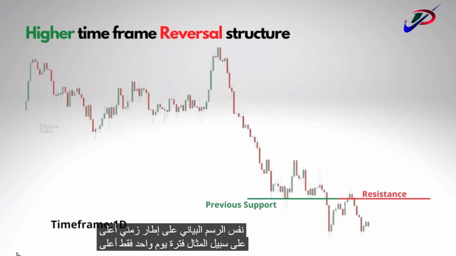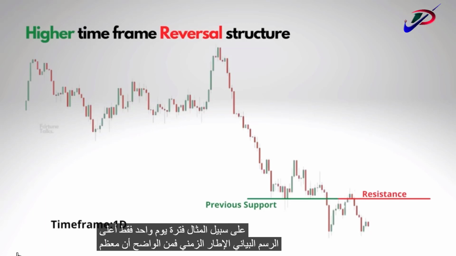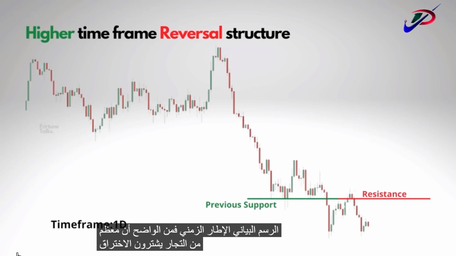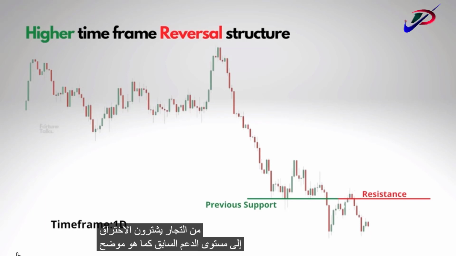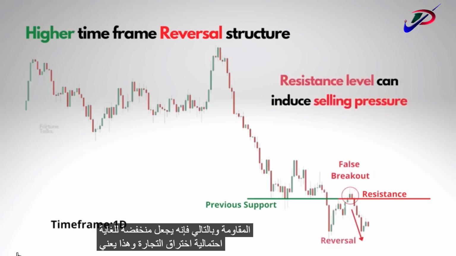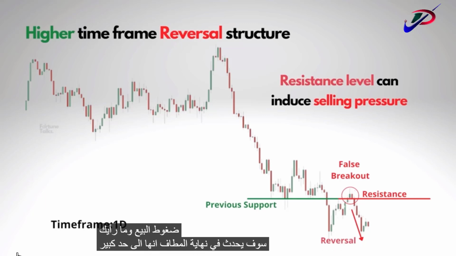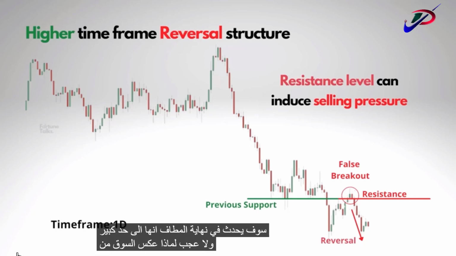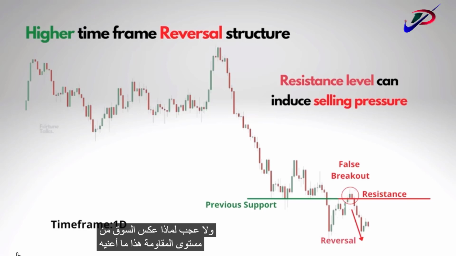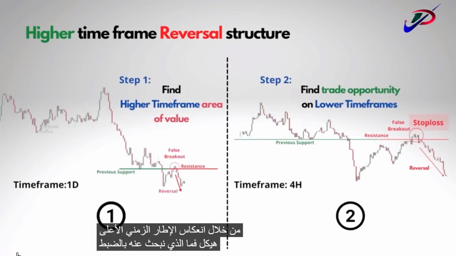On the higher time frame chart, it is evident that most of the traders are buying the breakout into a previous support level, as shown, that could eventually act as a resistance, and thus it makes a very low probability breakout trade. This means that the traders are buying into a huge selling pressure. And what do you think will eventually happen? It's pretty much no wonder why the market reversed from the resistance level. This is what I mean by a higher time frame reversal structure. So what exactly are we looking at?